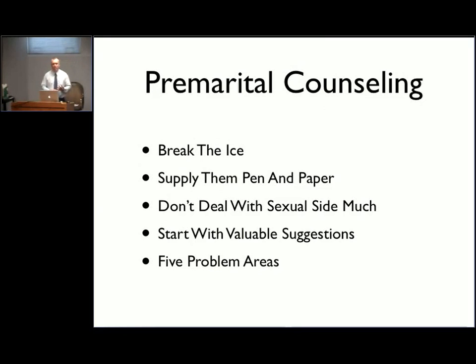Money, religion, kids, communication. You've just about got them all. In-laws. You've hit them all, and not in the order I teach them, but MIRCS is how I remember it. Money, in-laws, religion, communication, sex, and children. Those are the 5 problem areas. We're going to go through each of them in detail, but it's MIRCS: money, in-laws, religion, communication, sex, and children.